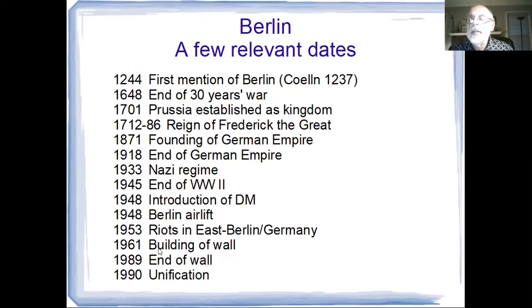Eventually, in August 1961, the infamous Berlin Wall was built, which was not just a wall, but also a very large fence all along the entire border between East and West Germany. And in November 1989, starting in the Bornholmer Strasse, the wall came down and ended with the unification in October 1990.